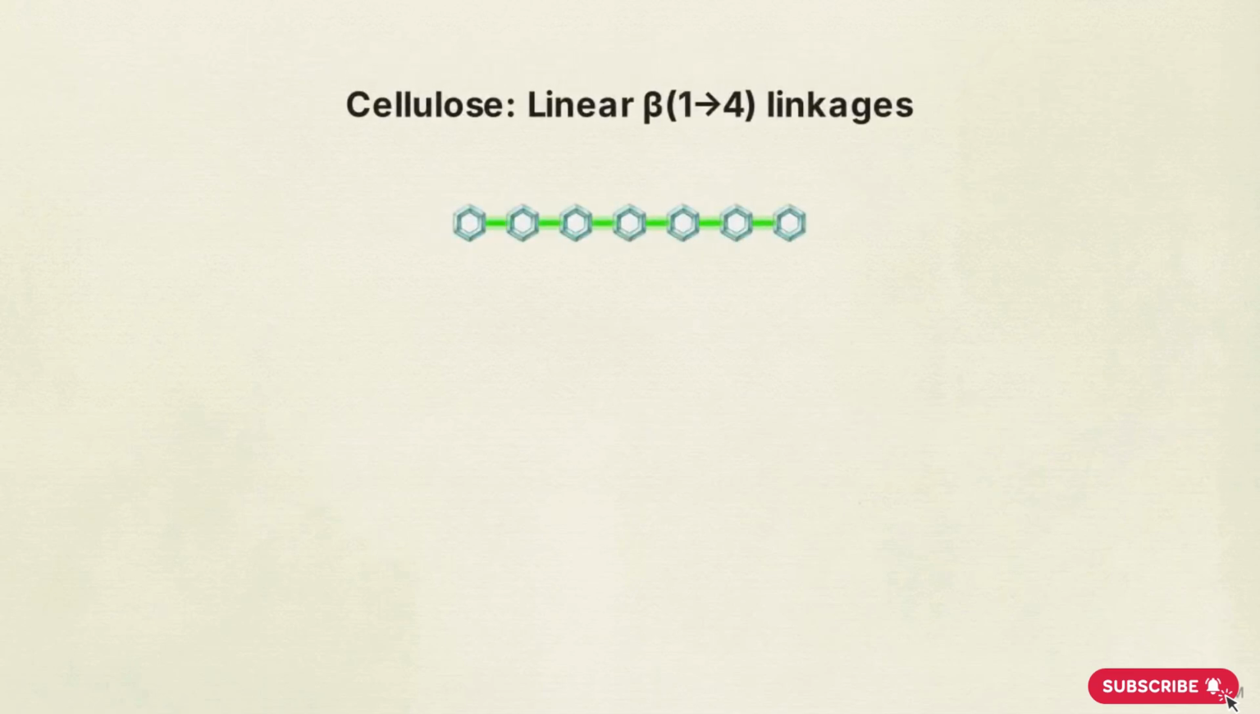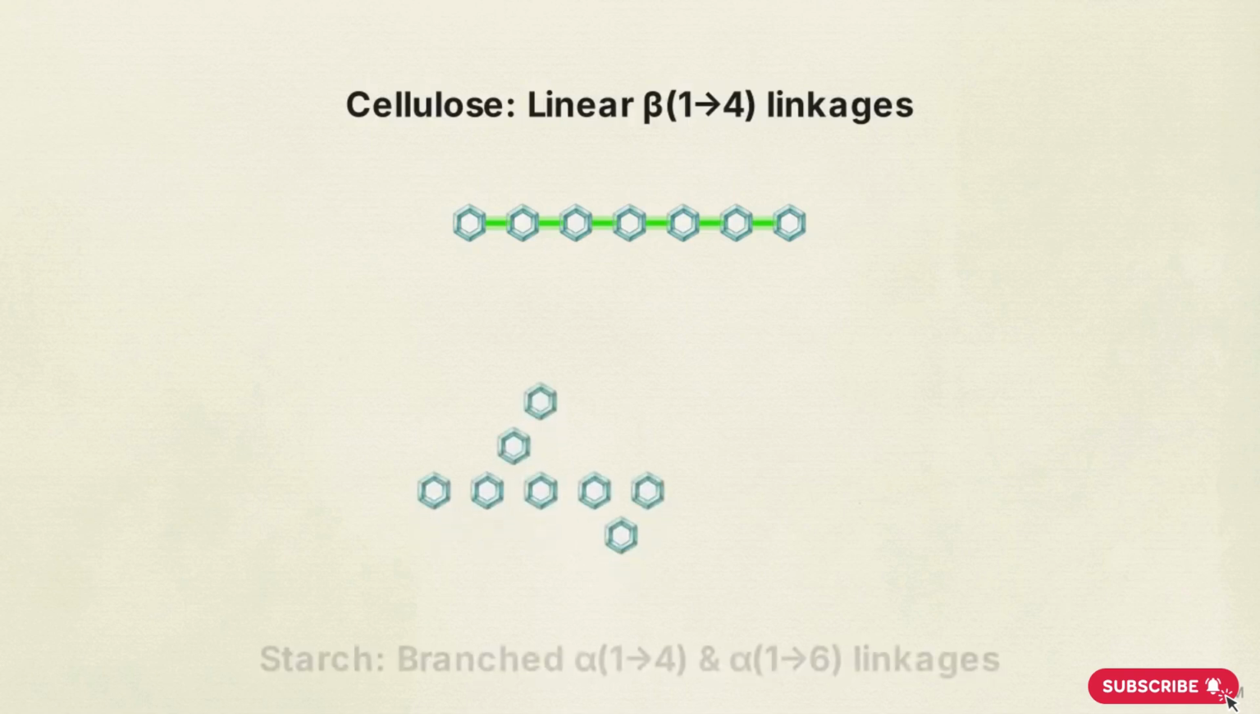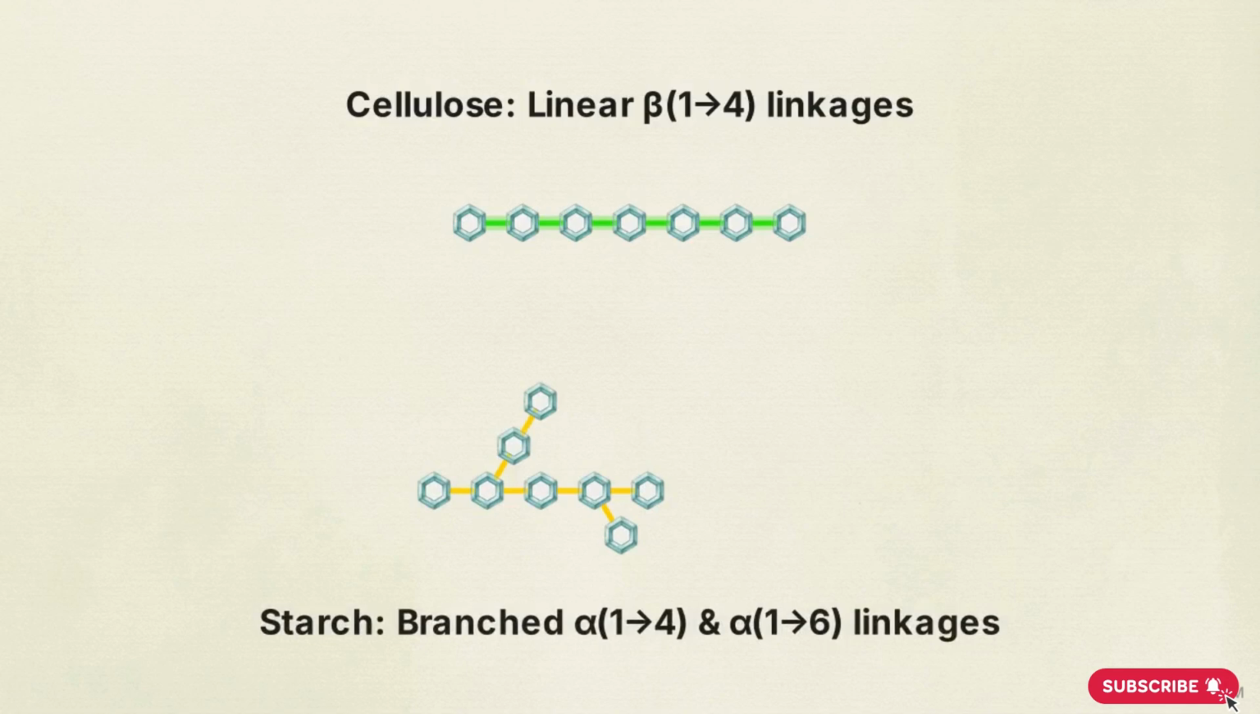Cellulose relies on linear beta-1,4 glycosidic linkages. This geometry places all hydroxyl groups in an equatorial arrangement, stabilizing into a rigid, insoluble chair conformation with immense tensile strength. Starch, conversely, uses alpha-1,4 and alpha-1,6 linkages. This creates a highly branched, accessible polymer specifically tailored for rapid enzymatic hydrolysis and energy storage.